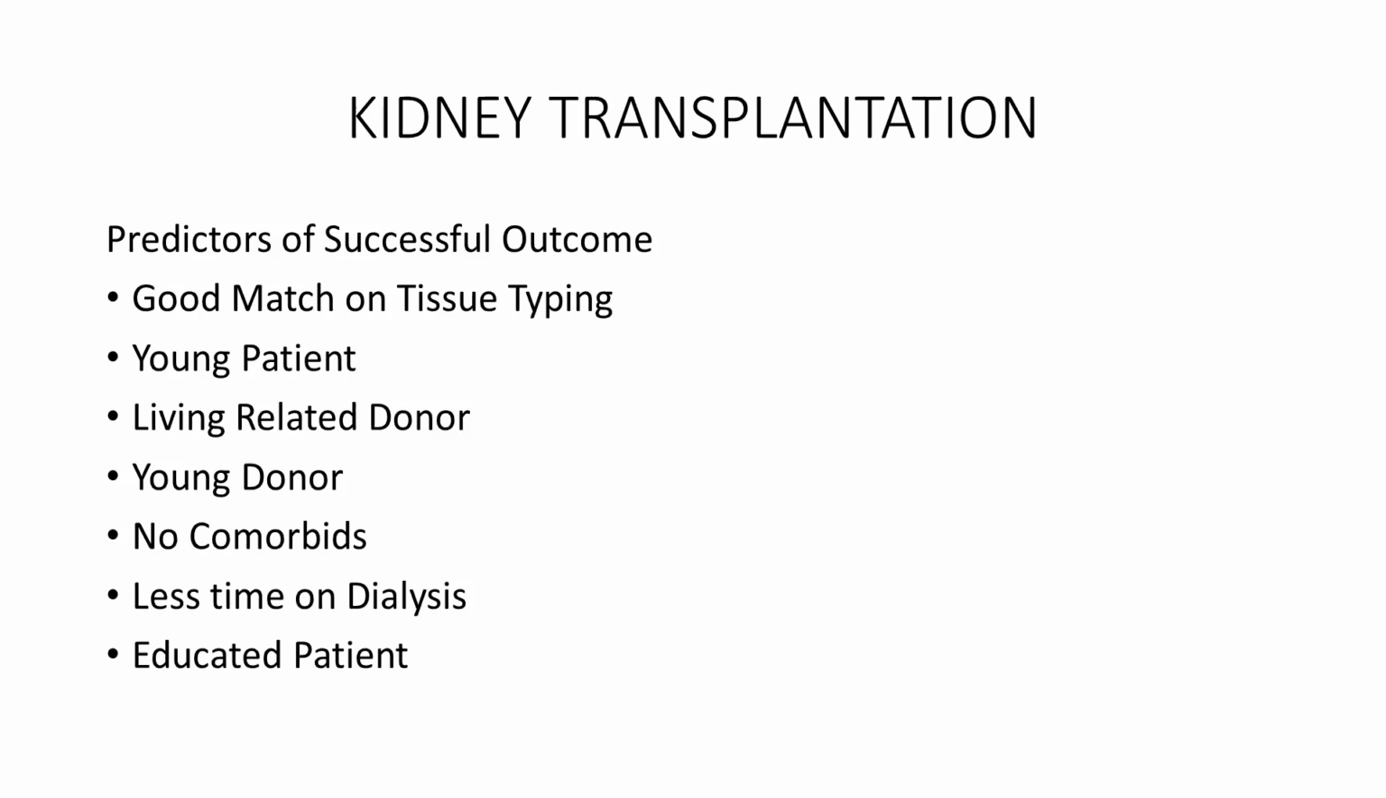Predictors of successful transplantation are a good match on tissue typing, a young patient with relatively fewer complications, living related donors like brother, sister, mother, a young donor with no comorbid conditions, less time on dialysis, and the patient should be educated and should appreciate the type of treatment which is involved.